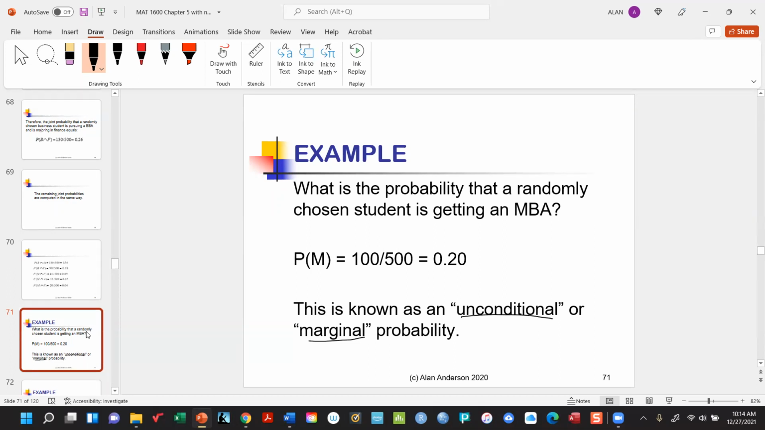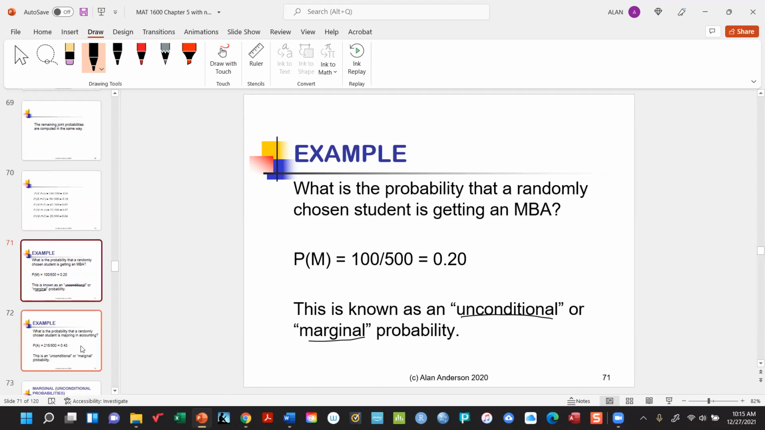All right. So now that's just terminology. You just try to remember either unconditional or marginal, but it simply means we're looking at a single event, in this case, MBA. And there are others as well, of course. If you go back to that table, you'll see, for example, what if I just wanted to know the probability that a randomly chosen student is studying accounting? I don't care if they're getting a bachelor's or a master's degree. I just want to know what's the likelihood that they're actually majoring in accounting.